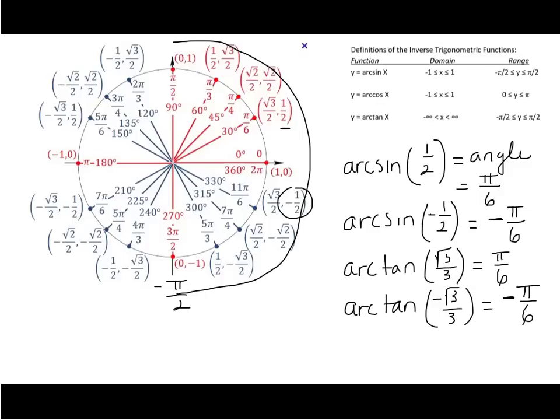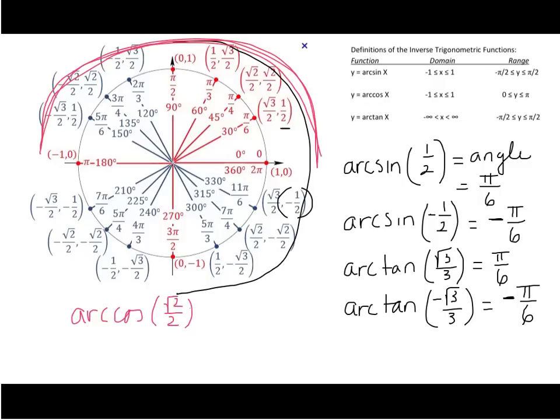Now the difference will be arc cosine. For cosine, I'm going to use the first and the second quadrant. So I have the arc cosine of square root of 2 over 2. The value is positive, so I'm in the first quadrant. The angle with the cosine of square root of 2 over 2 is going to be pi over 4.